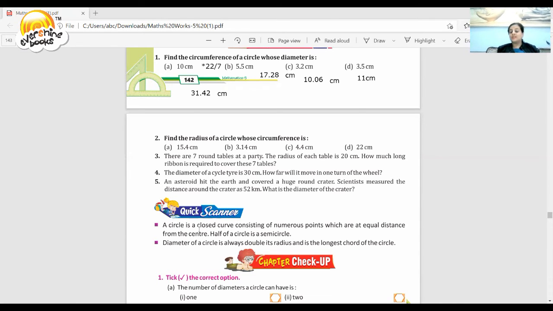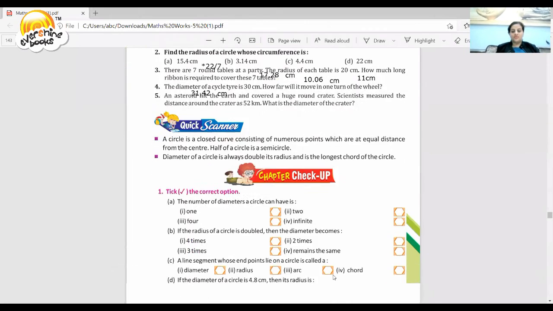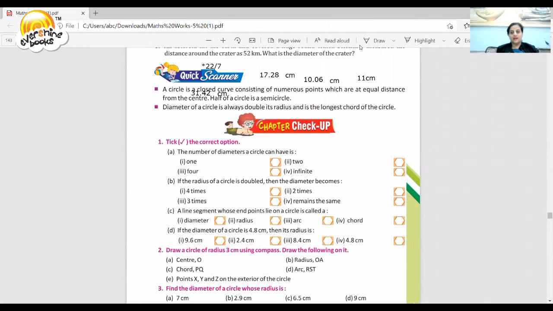Okay, a circle is a closed figure. A closed curve consists of numerous points which are at equal distance from the center. Half of the circle is a semicircle. The diameter of a circle is always double its radius, and it is the longest chord of the circle, that is learned by you. Now we will do quickly our chapter checkup.